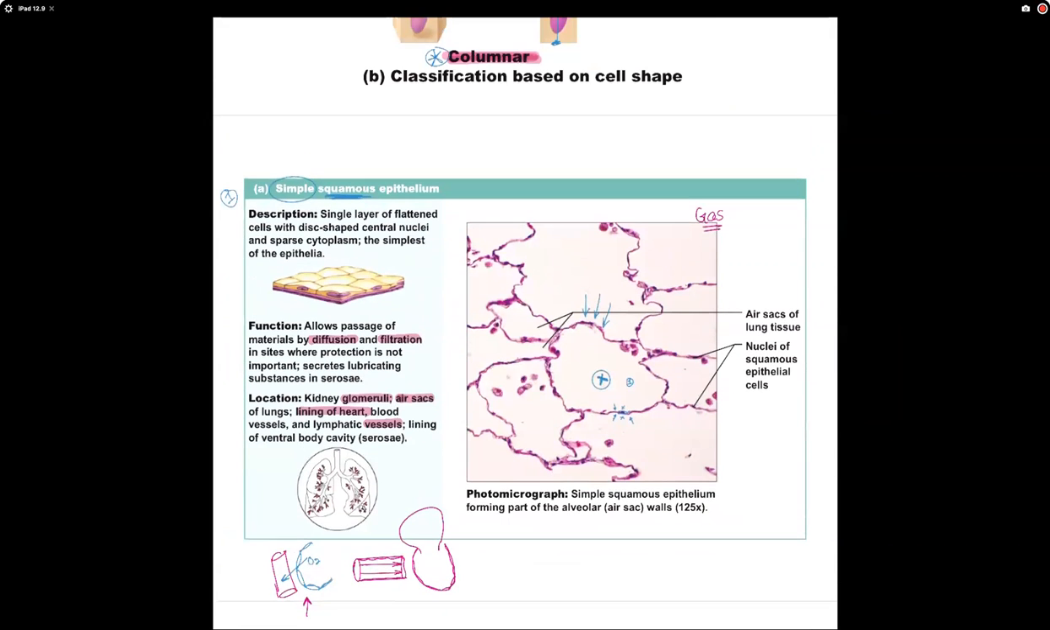So how is the question going to be addressed on the lab exam? First, you're going to have to know the identification of the tissue. So it's going to be mainly based on diagrams.